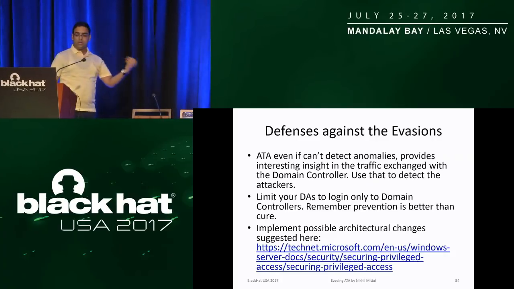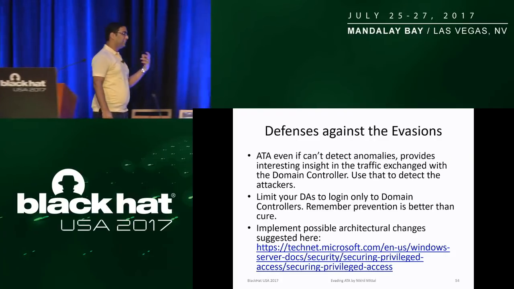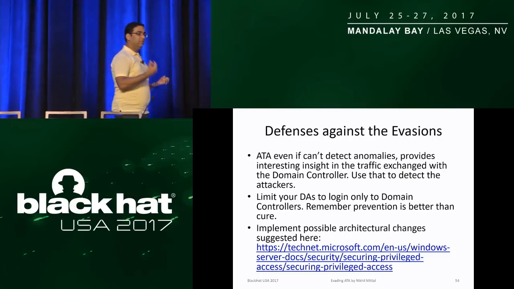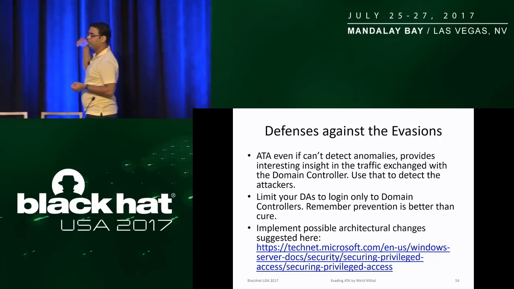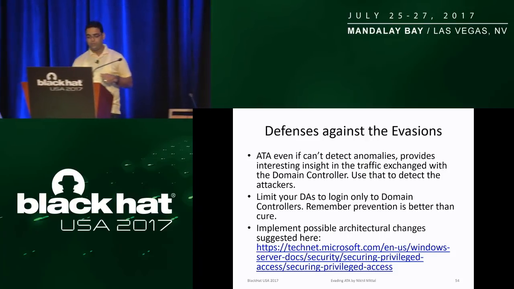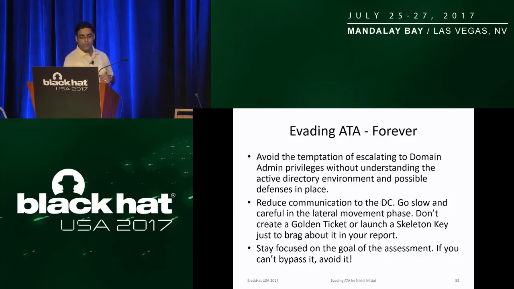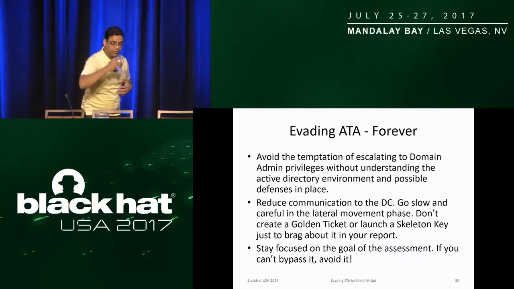So what are the defenses against the evasions? Of course, as soon as fixes are there, upgrade your ATA. And the normal, run-of-the-mill defenses: do not allow your domain admins to log into whatever box they wish to, or possible architectural changes suggested here, securing privileged access. How do you avoid ATA even when it is updated later on?